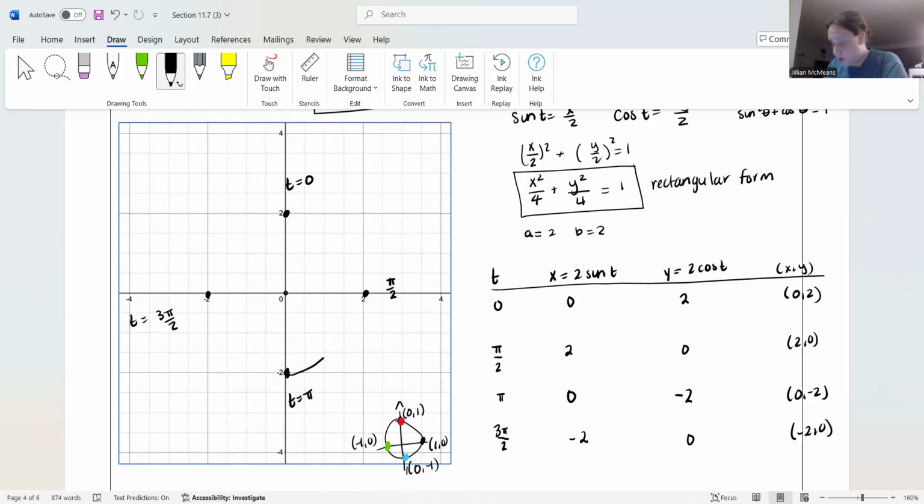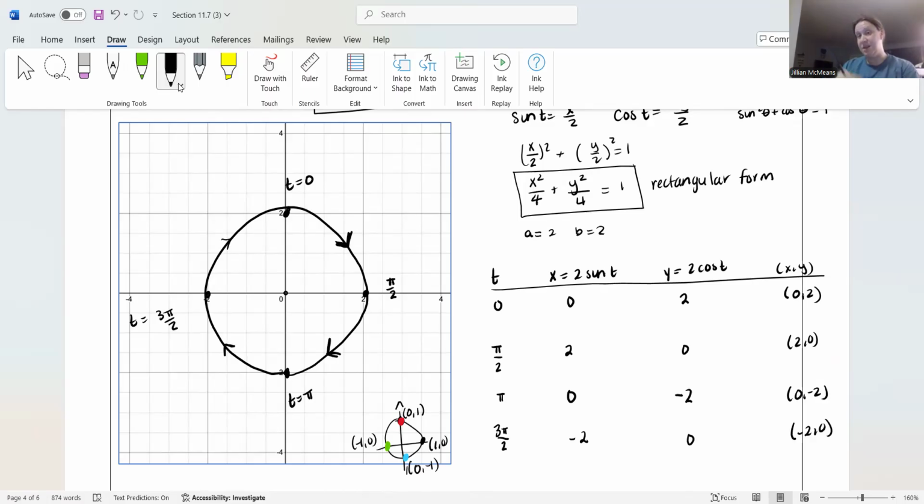So let's draw our circle. Let's pretend it's a circle. From t equals 0 to t equals pi over 2, we were traveling in this direction. And then from pi over 2 to pi, we're following that direction still. And then from pi to 3 pi over 2, we're going the same direction. So that's how you find your orientation.